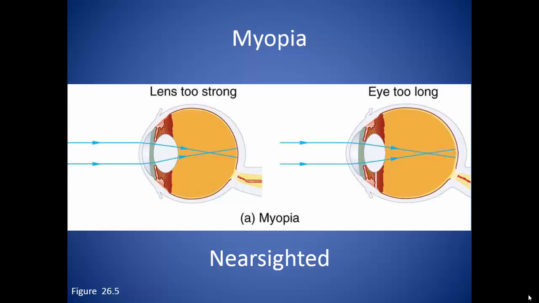The most common cause is that the eyeball is elongated. So the rays coming in are focused where the retina should be, but since the retina is further back, the image appears blurry. Less commonly, the lens of the eye can be too strong. This causes more refraction of the light rays, resulting in the image being focused in front of the retina.